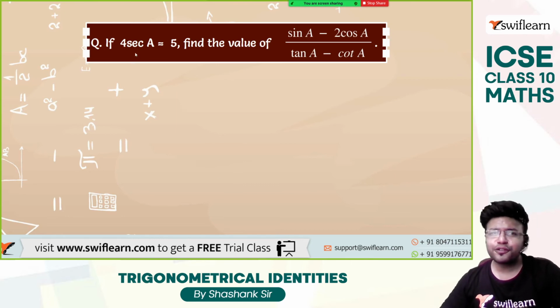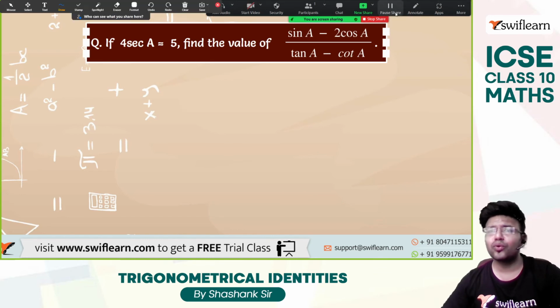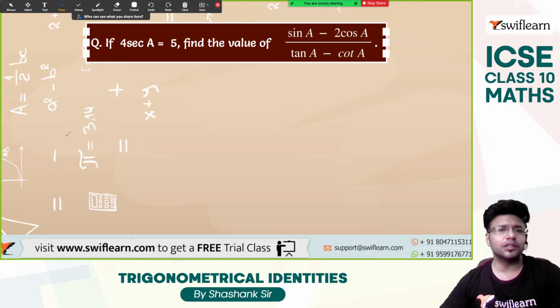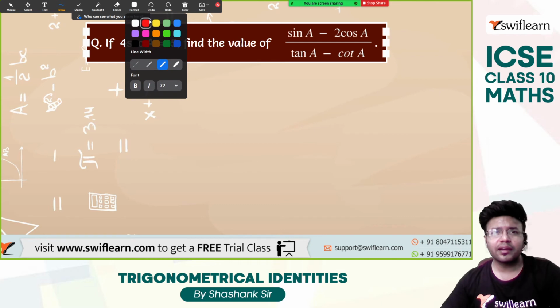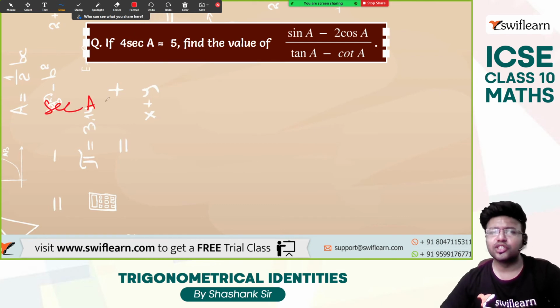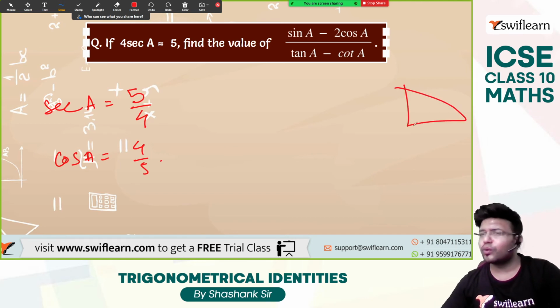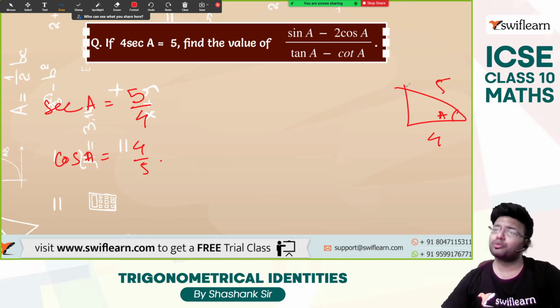If sec A is 5 by 4, find the value of sin A. Okay, so sec A is 5 by 4. Now cos A, how much is cos A? It is 1 by sec A, which is 4 by 5. Now I've told you cos A is equal to base by hypotenuse. Now this is a Pythagoras triplet. Use the Pythagoras theorem, and you will get 3.